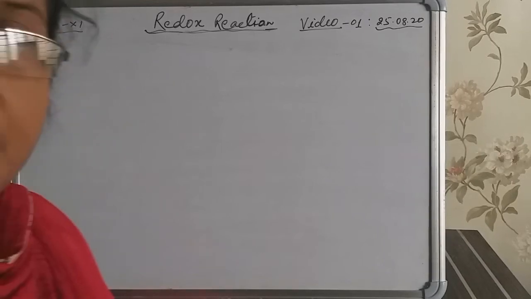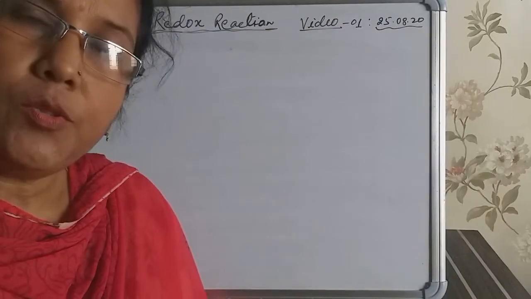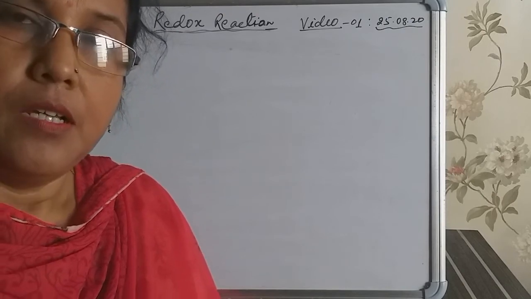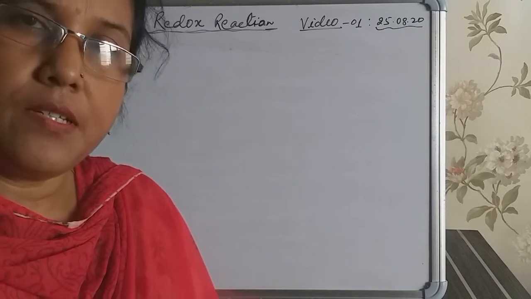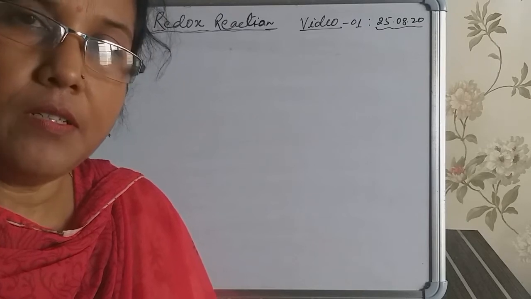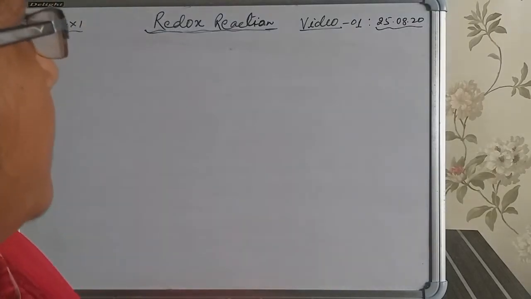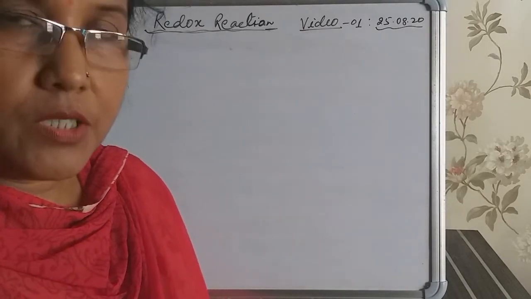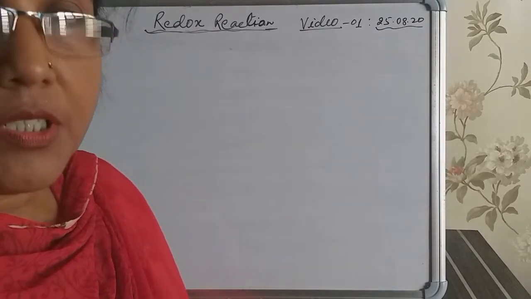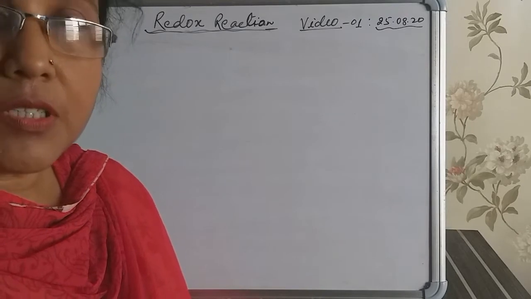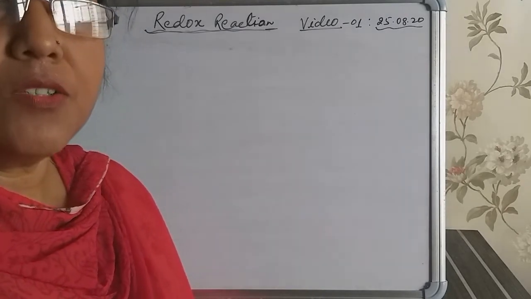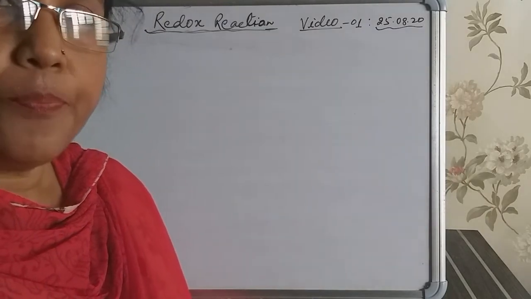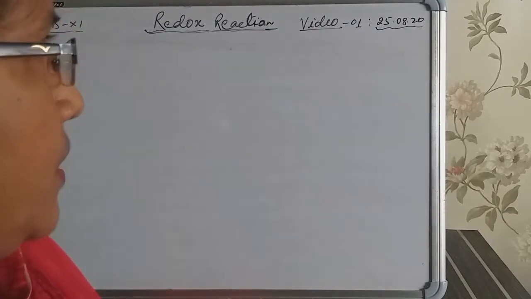Good morning, students. Today I am going to start the new chapter, Redox reaction. At first we will discuss what is redox reaction. Then after we will discuss the types of redox reaction, oxidation number, what is oxidation, what is reduction, what is oxidizing agent, what is reducing agent, and so on. And at last, electrochemical cell and electrode potential.